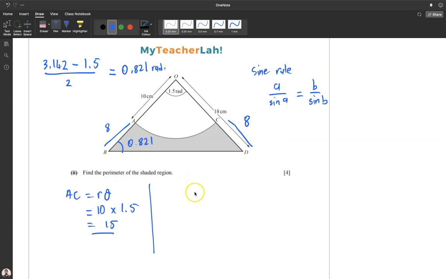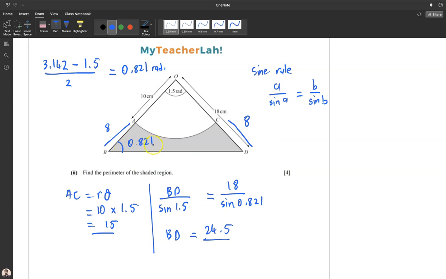Then I'm going to apply the sine rule to get BD. So I know that BD over the sine of the angle opposite of me, which is 1.5. Oops, I forgot my sine. Okay, sine 1.5. And this must be equivalent to 18 over the sine of the opposite angle, sine 0.821. Rearrange and get my BD in terms of everything else. I should be able to get 24.5.